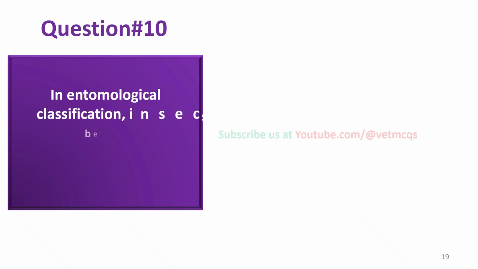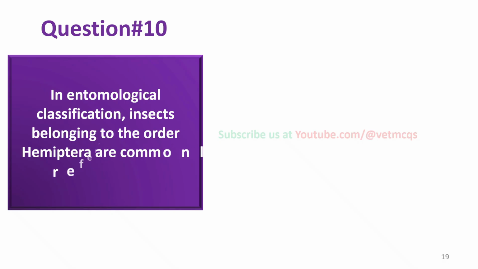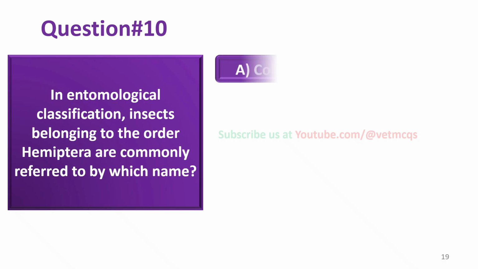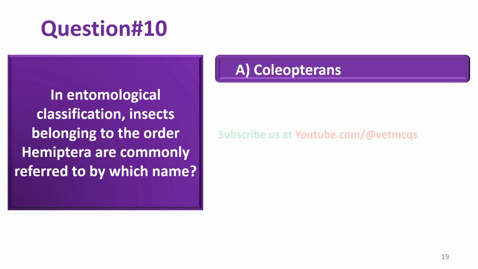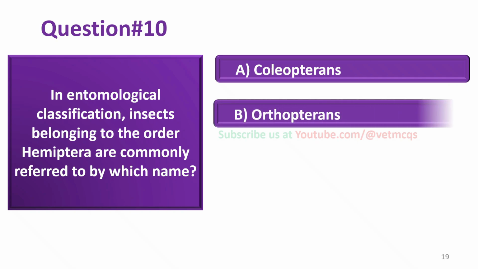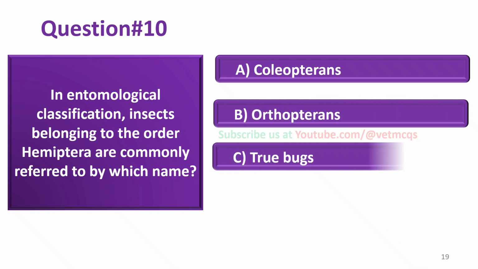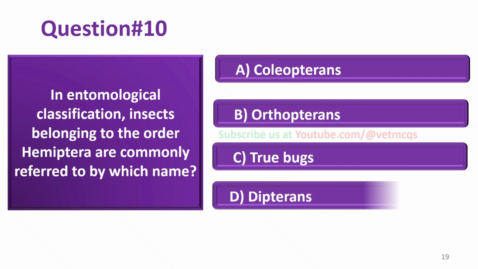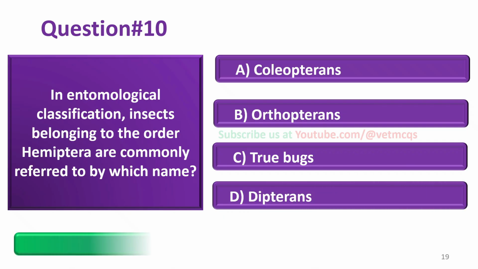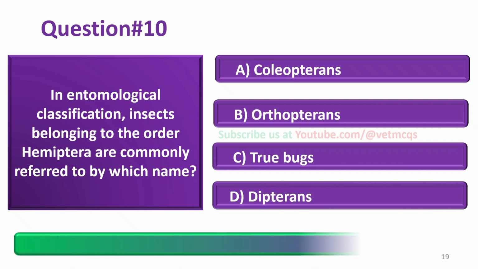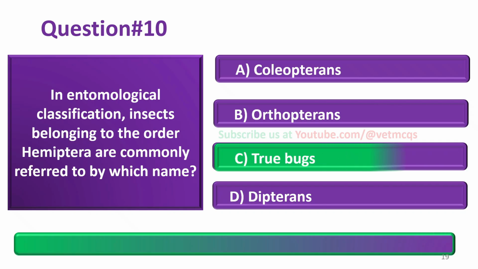In entomological classification, insects belonging to the order Hemiptera are commonly referred to by which name? Coleopterans, Orthopterans, true bugs, dipterans. And the correct answer is option C, that is true bugs.